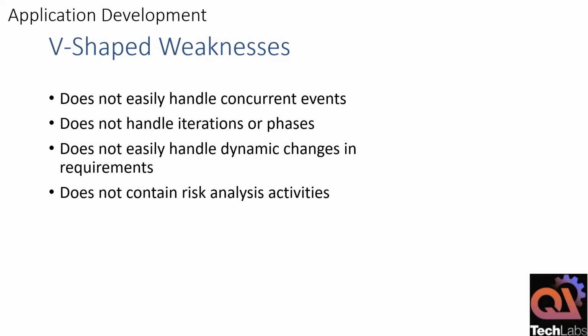So, does not handle iterations or phases. That means you cannot slowly change a little bit. No, you cannot change. Does not handle dynamic changes. Does not contain risk analysis activities. V-shaped weakness. Interview question. So, if waterfall takes 100 days, V model will take 50 days. Wrong answer. It might take 70 days or 80 days, but not exactly half or less than half.